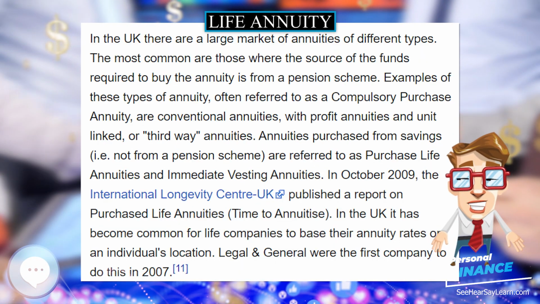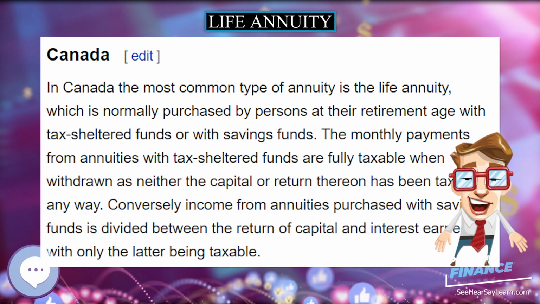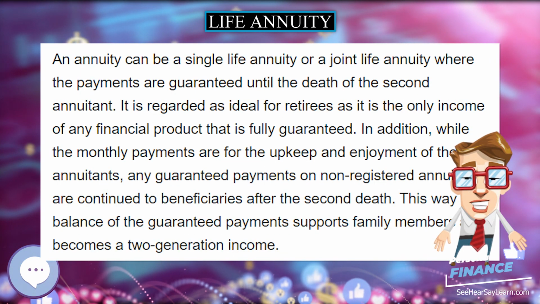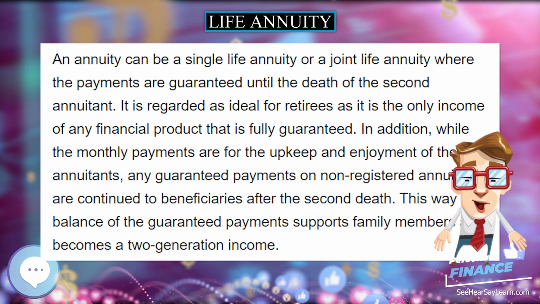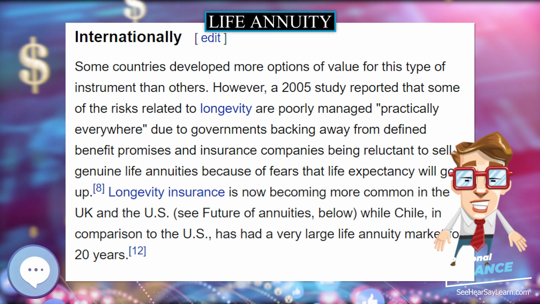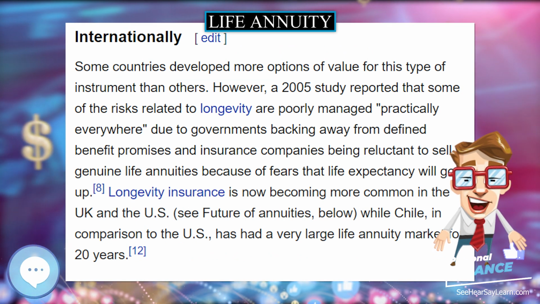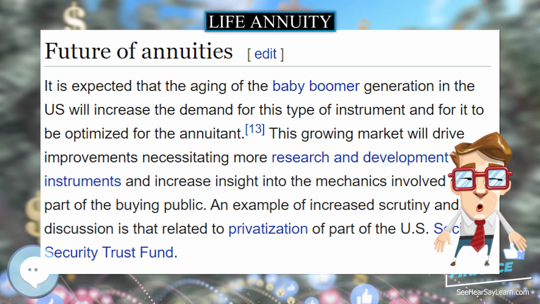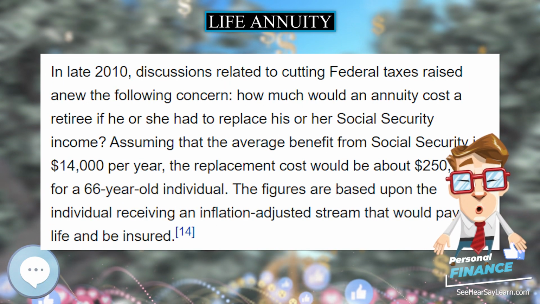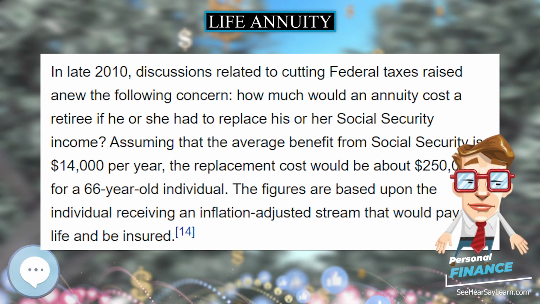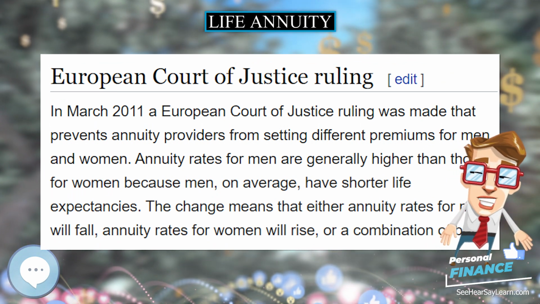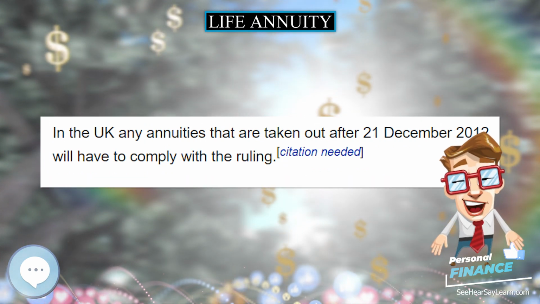European Court of Justice ruling. In March 2011, a European Court of Justice ruling was made that prevents annuity providers from setting different premiums for men and women. Annuity rates for men are generally higher than those for women because men, on average, have shorter life expectancies. The change means that either annuity rates for men will fall, annuity rates for women will rise, or a combination of both. In the UK, any annuities that are taken out after the 21st of December 2012 will have to comply with the ruling.